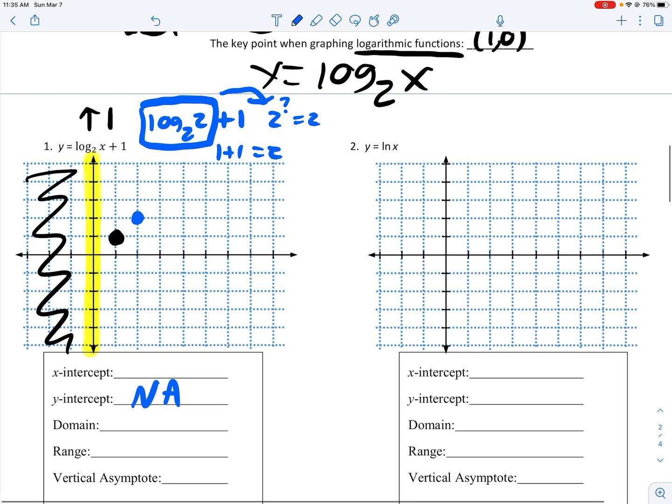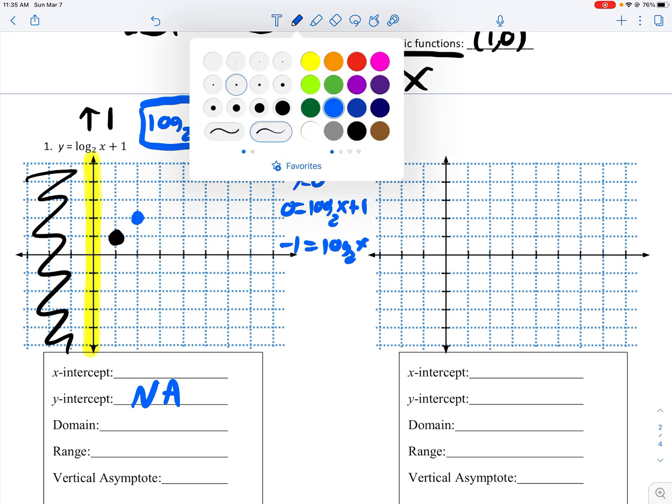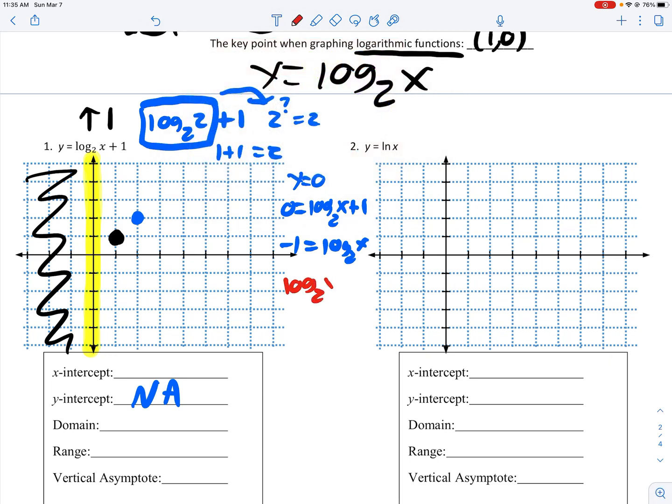So let's find the x-intercept. For us to make that happen, y would equal 0. So 0 equals log base 2 of x plus 1. So if we subtract 1, negative 1 equals log base 2 of x. So again, we're usually used to writing it like this. So if you want to rewrite it, you can. So 2 to the negative 1 equals x. So this would be 2 to the negative 1 is 1/2. So 1/2. So now you have your graph.